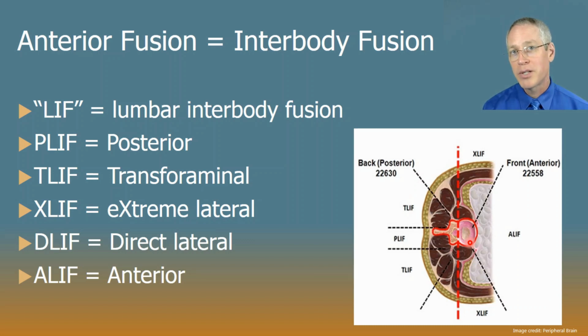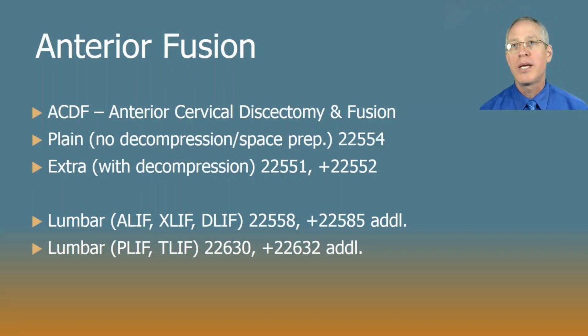So by definition, think about it like this. If the approach to the anterior column is through any of the elements of the posterior column, including the foramen, including the lamina, that's a posterior approach. If it's anything else, in other words, a direct approach to the anterior column, it's an anterior approach. Now the ACDF, or anterior cervical fusion, with a discectomy preceding the fusion.